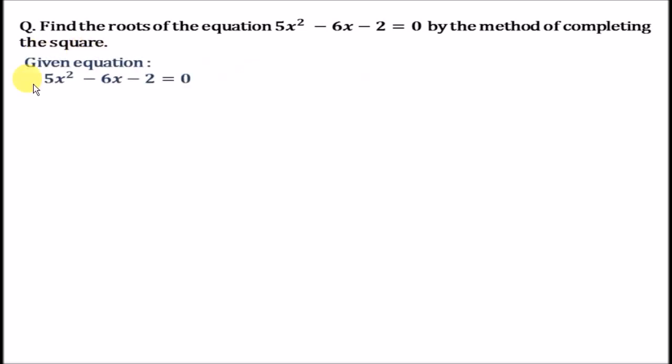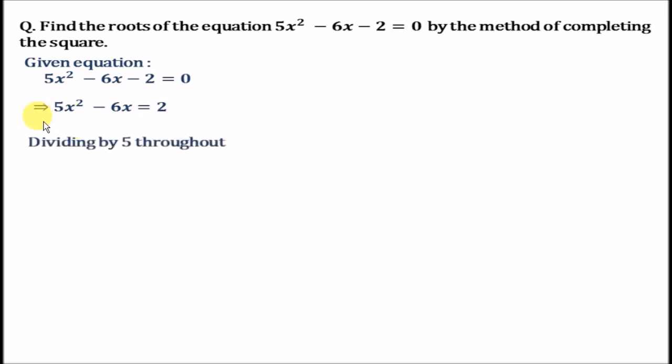Now here the given equation is 5x² − 6x − 2 = 0. In the first step, we will shift the constant to the right hand side. So we will get 5x² − 6x = 2. Now in the next step, we'll have to divide all the terms by the coefficient of x². Here the coefficient of x² is 5.